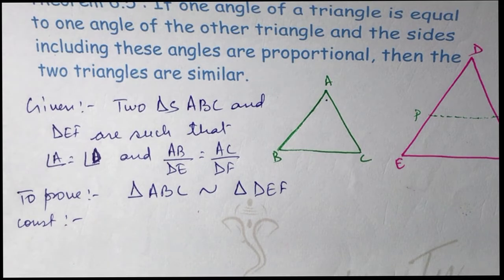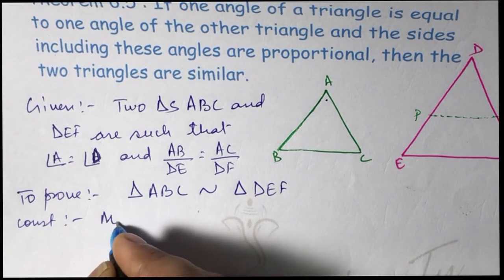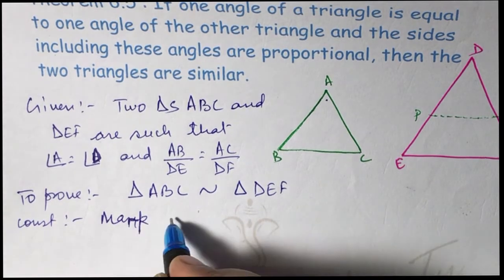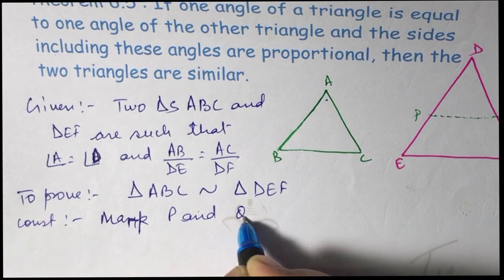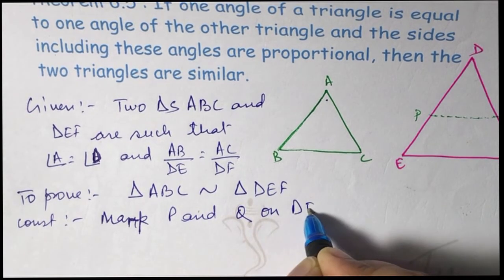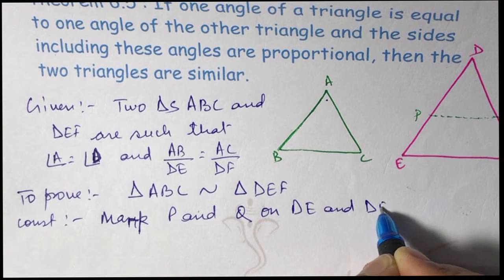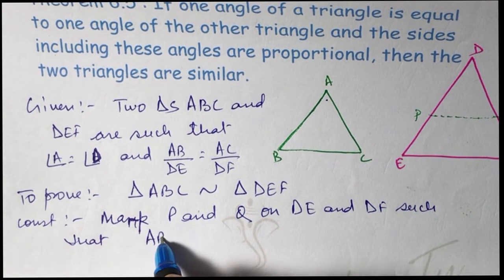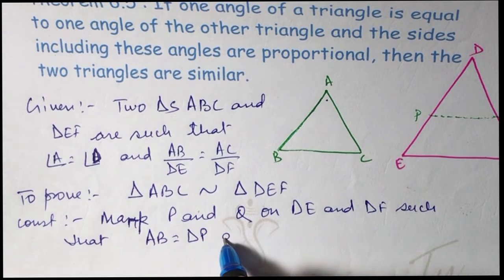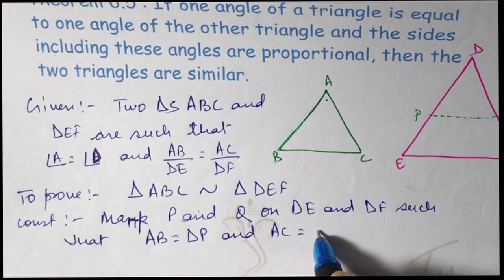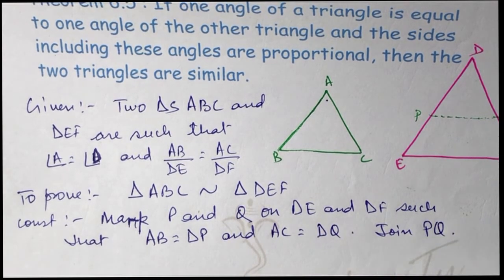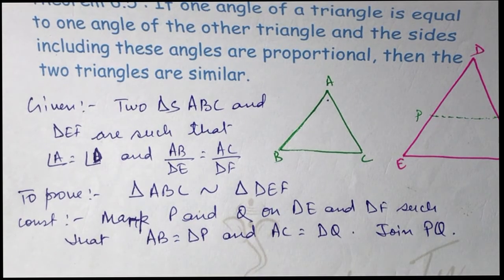So what is the construction? Same thing. Mark P and Q on DE and DF such that AB is equal to DP and AC is equal to DQ, and then join PQ. Fine. Same thing for all three theorems. The construction part is the same.